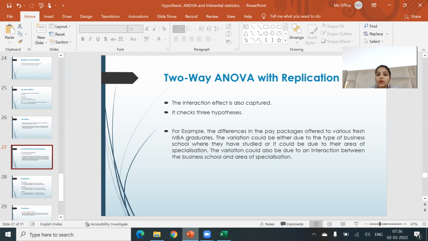Now, when I want to capture the interaction effect, I will be using the two-way ANOVA with replication. Here, I will be having three hypotheses. For example, you want to know the difference in the pay packages offered to various fresh MBA graduates. The variation could be either due to the type of business school where they have studied, or it could be due to their area of specialization. The variation could also be due to an interaction between the business school and area of specialization.